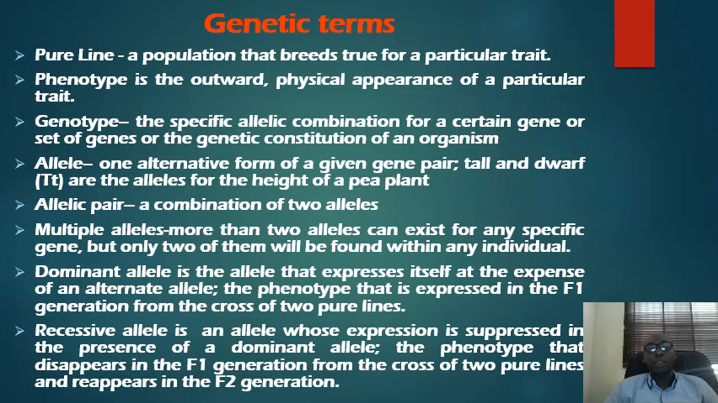You also have multiple alleles. More than two alleles exist for any specific gene, but only two of them will be found within any individual. The dominant allele is the allele that expresses itself at the expense of the alternate allele. The phenotype is expressed in the F1 generation from the cross of two pure lines. On the other hand, the recessive allele is an allele whose expression is suppressed in the presence of a dominant allele. The phenotype disappears in the F1 generation from the cross of two pure lines and reappears in the second filial generation.